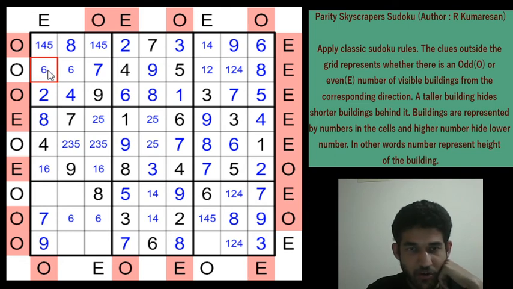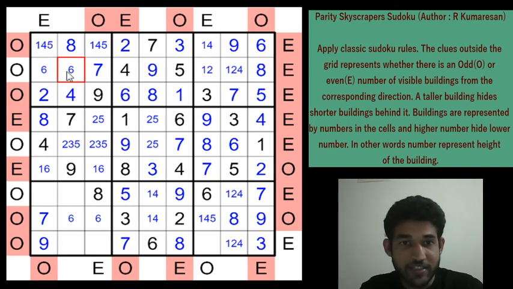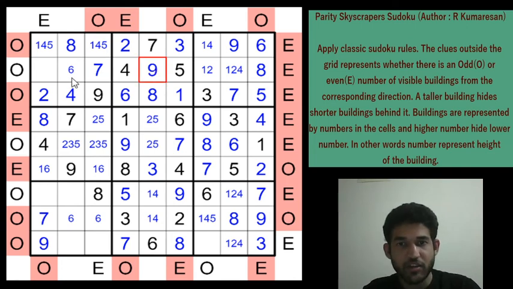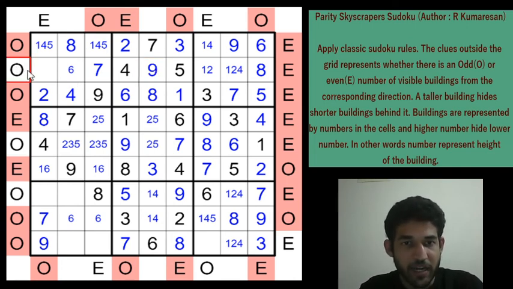Can you have the 6 in row 2, column 1? You can. But you can't have the 6 in row 2, column 2, right? Because if you have the 6 here, then you will have a 1, 2 or 4 here, all of which are less than 6. So you will see this building, this building, this building and this building. So you will see a total of 4 buildings, which is violating the odd clue outside.